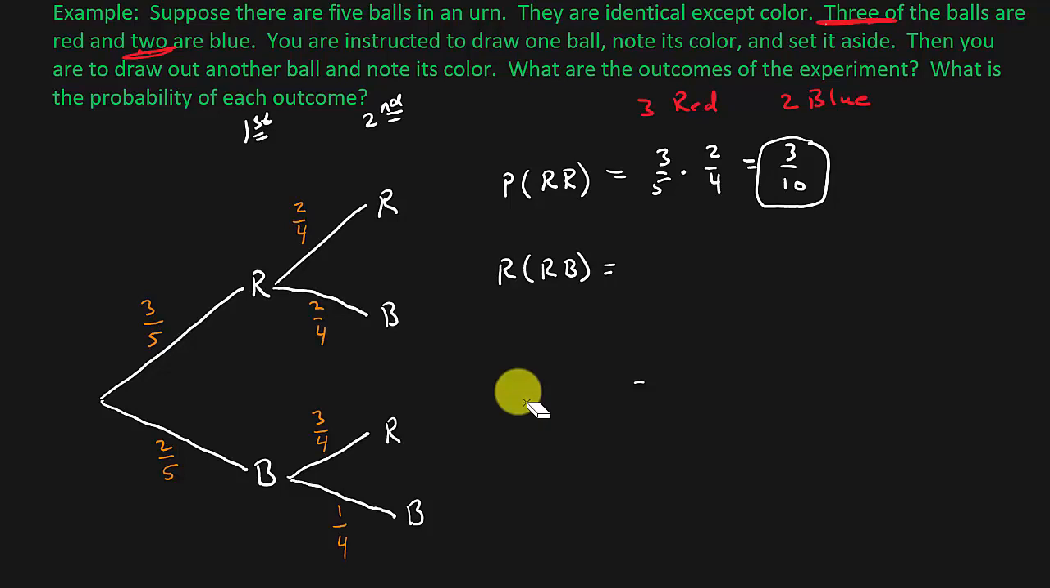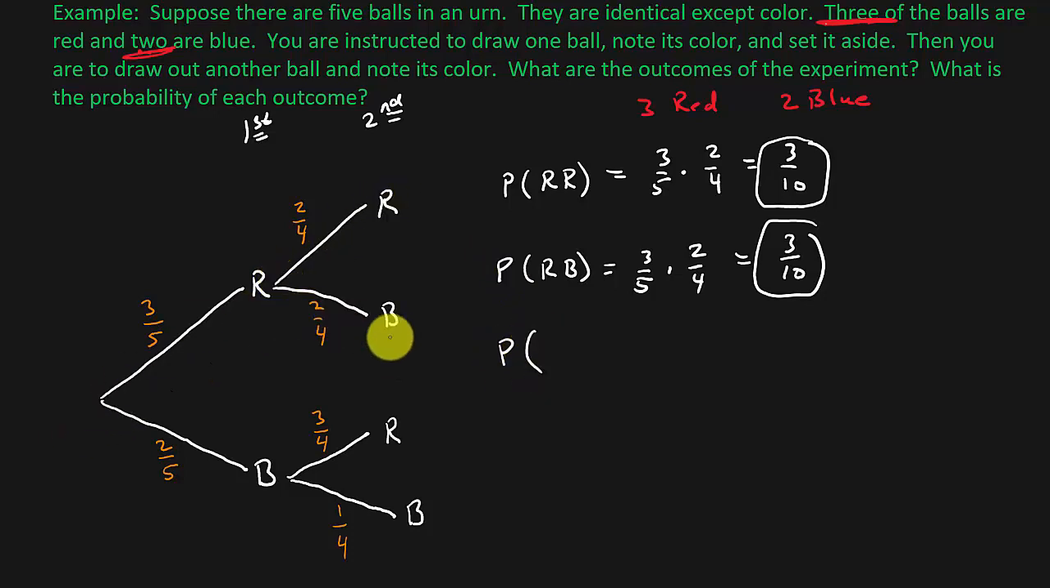Okay. So this would be red on the first, blue on the second. So red on the first is 3/5 times blue on the second, which is 2/4, and that would equal 3/10 also. And then, I don't know why I put an R there. That should be a P, probability of. So the probability, okay, so we did red, red, and then we did red, blue.